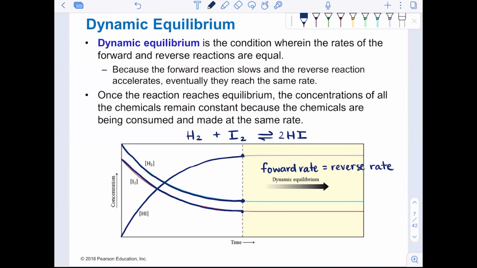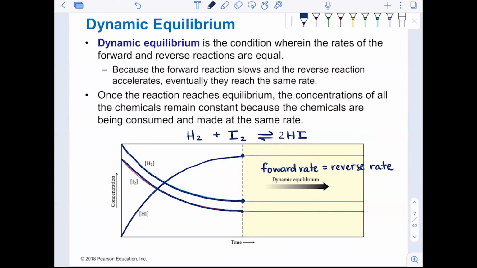Now, equilibrium does not mean equal amount of products and reactants. The rates are equal. The rate of production of product is equal to the rate of production of reactants, but that does not mean that the concentrations are equal. It just means that we have established constant concentrations. They won't change any more than they already did.